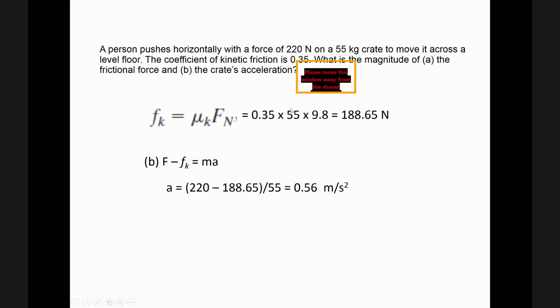Anybody has a question in the chat? Yes. For the acceleration you need to divide by the mass. You're correct, the only issue was that you did not divide by the mass. Once you divide by the mass, 55, you get it. Excellent. Okay, good.